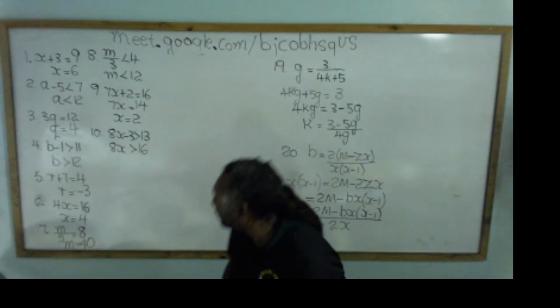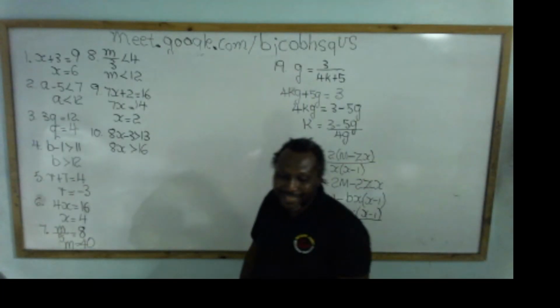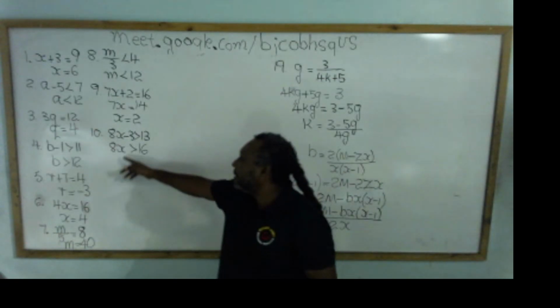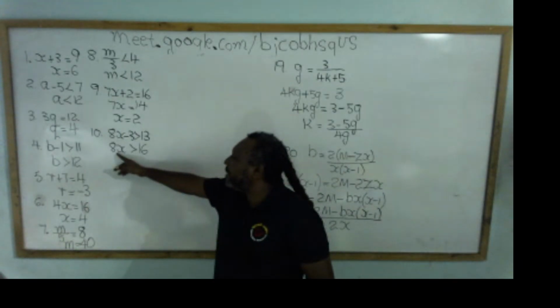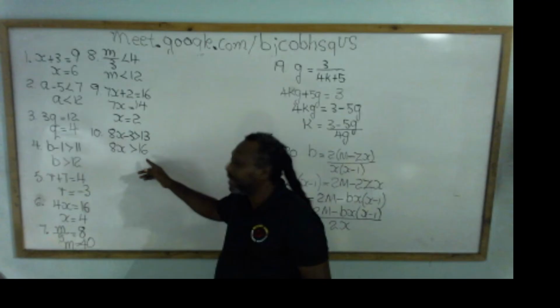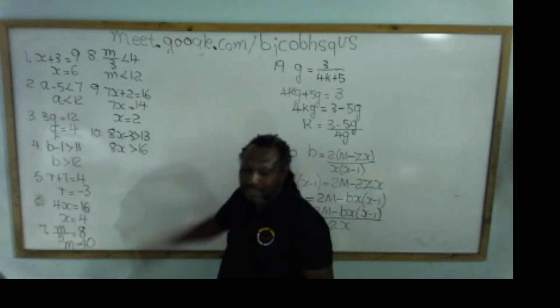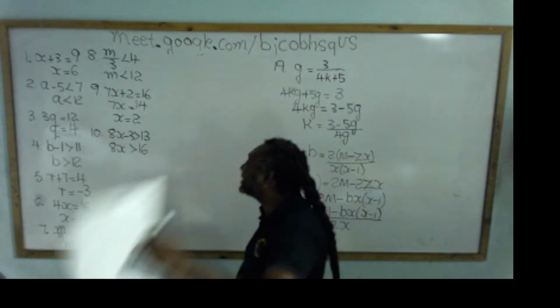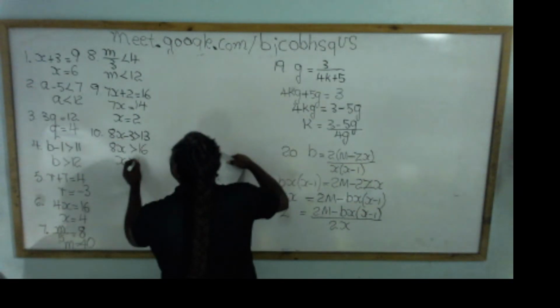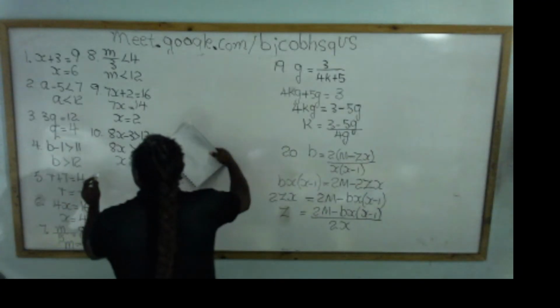Eight. I think that you did it wrong. Do it again very quickly. X is being multiplied by 8. Therefore, what do we need to do? We need to divide both sides by 8. When we divide by 8 on the left hand side, we get x. And divide by 8 there, we get 2. Number 11.